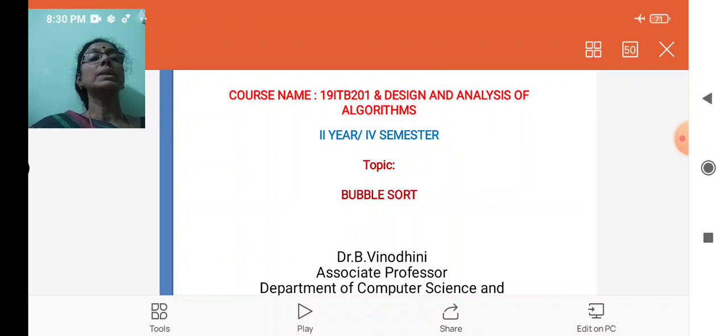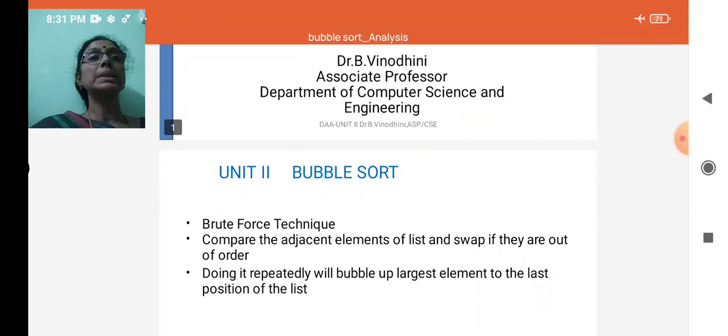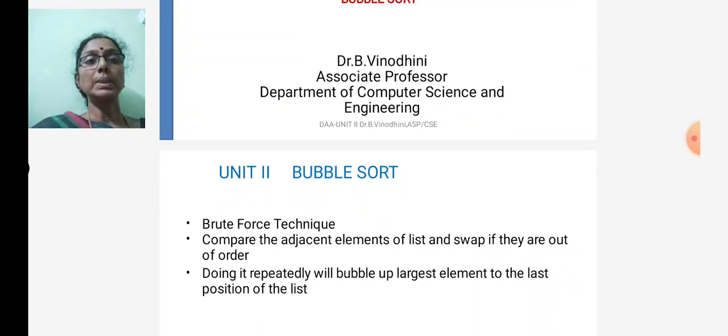Bubble sort comes under the brute force design technique. So what is brute force? The brute force design technique means we find all the possibilities, and among the possibilities we pick the best one. In bubble sort, we compare the adjacent elements of the list and swap the elements if one is the maximum element. So at the end of every pass, the largest element comes to the last position of the array. This is the way bubble sort works.